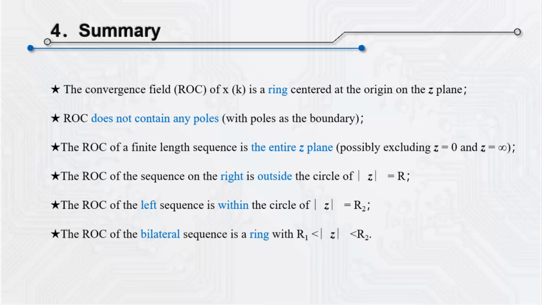The convergence region of the right sequence is the area outside the circle. The convergence region of the left sequence is the area within the circle. Then, for a bilateral sequence, it is an annular area. These are some characteristics of the Z transformation convergence domain. Everyone needs to master all of this.